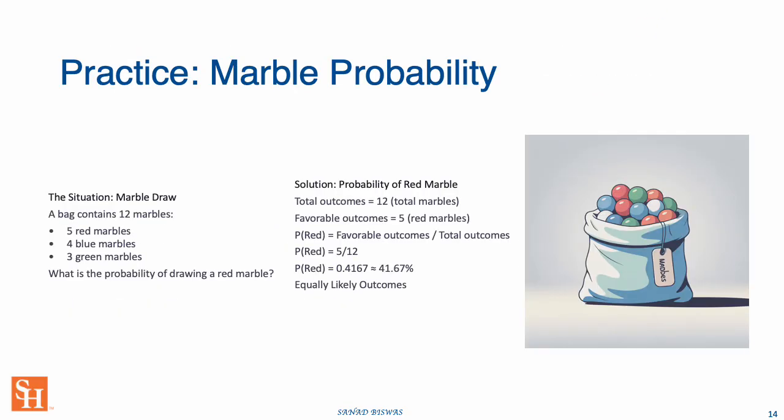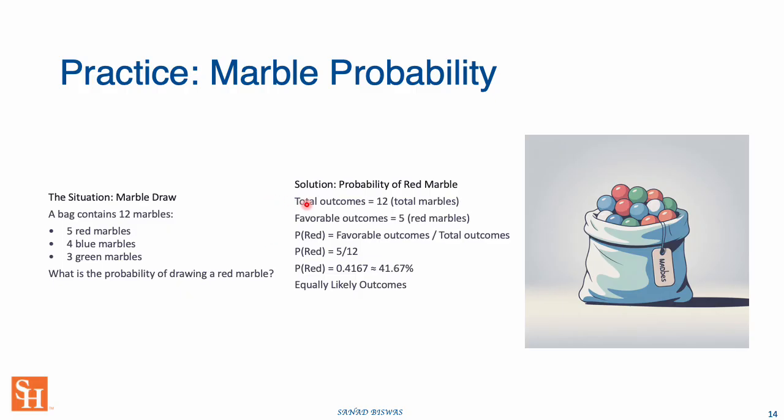Now we'll see with an example how we can calculate probability for equally likely events. Suppose in a bag we have 12 marbles, and we have to randomly draw a marble from these 12 marbles. Out of these 12 marbles, we have 5 red marbles, 4 blue marbles, and 3 green marbles. If you randomly draw a marble, what is the probability of drawing a red marble? So how can we solve this problem? We'll look into that step by step.